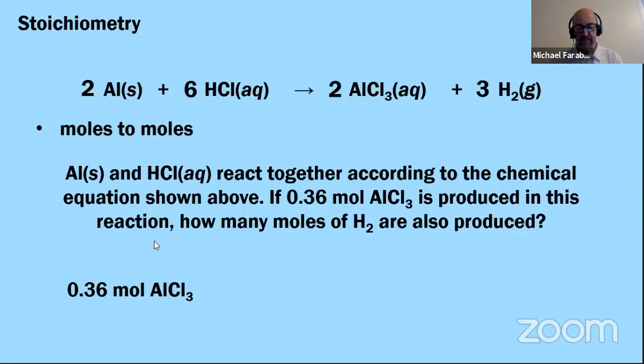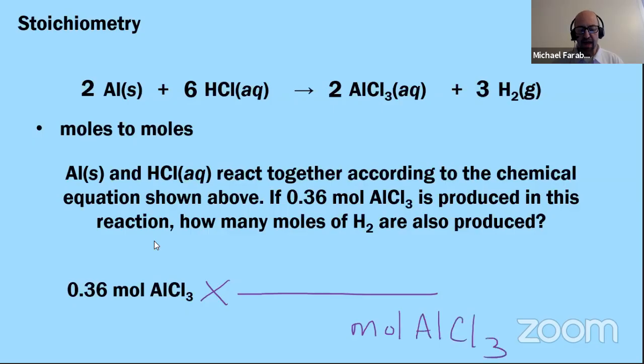So what you would do to convert from moles to moles is you would put the units you want to get rid of on the bottom. So in this case, moles of aluminum chloride on the bottom. And then we want moles of the other chemical, which in this case happens to be hydrogen, on the top. We don't need the periodic table to do moles to moles. We just need the coefficients. So the coefficients from the balanced chemical equation are what I would use to convert moles to moles.